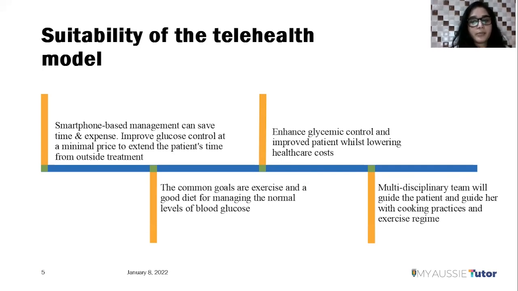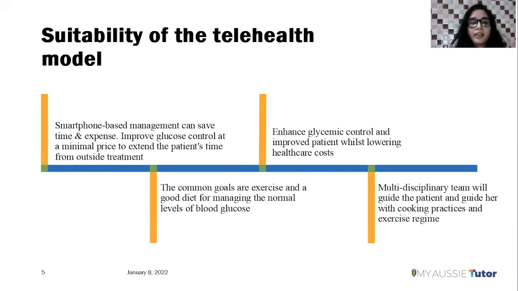This can also enhance glycemic control and improve patient outcomes while lowering healthcare cost, because it will lower the cost of hospitalization and long-term hospitalization, to be more specific, and also remove the cost of transportation to go to the hospital and pay hospital visits. The other common goals are exercise and a good diet for maintaining normal levels of blood glucose. These two aims, or health goals, can be achieved by staying at home, and this telehealth model is thereby suitable for the patient.